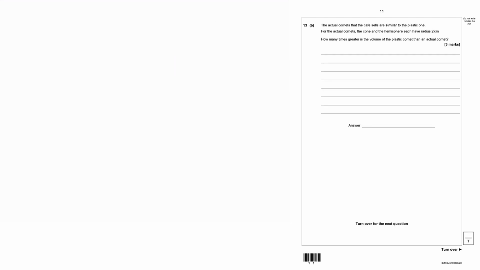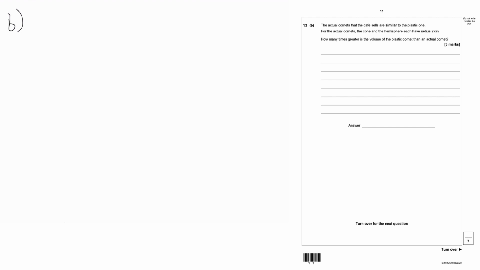So for part B, we're told that we have a real cone which has a radius of 2 centimeters. And we want to know the ratio, or how many times greater the volume of the plastic cornet is compared to the actual cornet. So the cornet here is referring specifically to the hemisphere. Let's make sure we fully read the question to make sure we're comparing the right things.